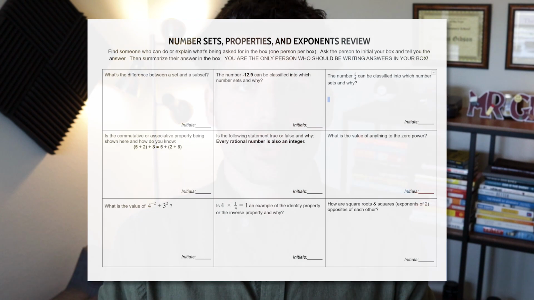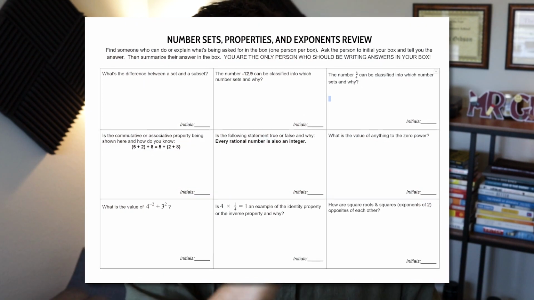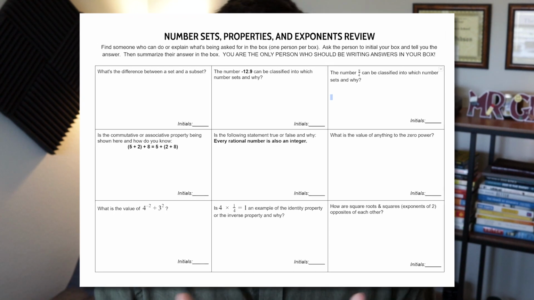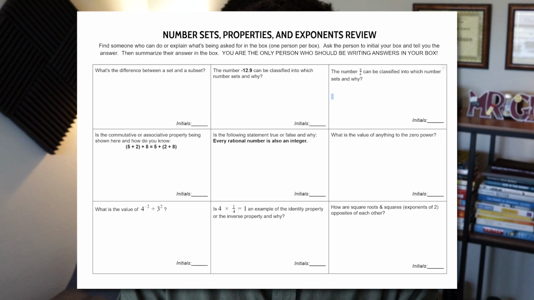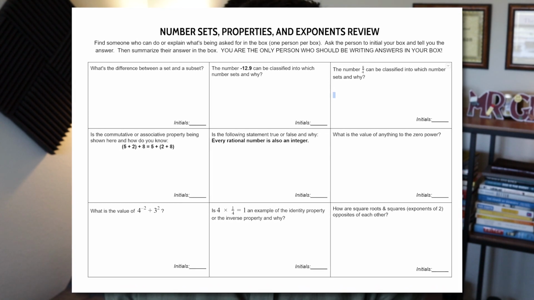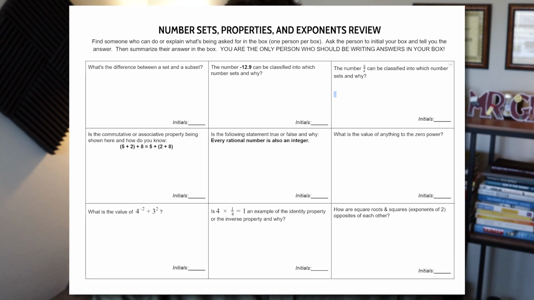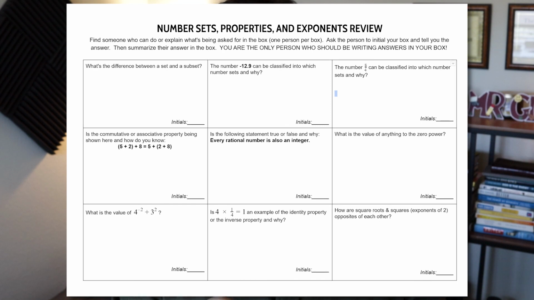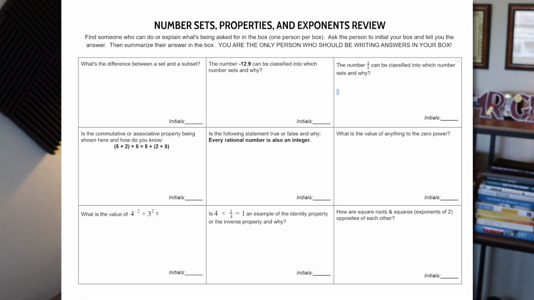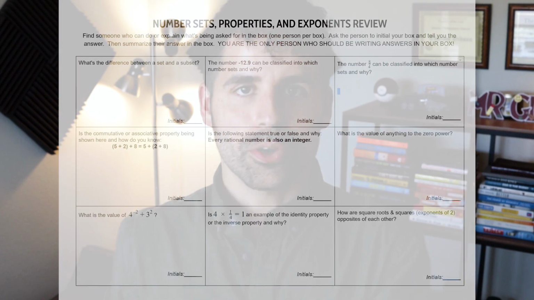The general principle is you've got a 3x3 grid, and there is a separate question in each one of the boxes. Instead of students just going through and answering all the questions they can answer on their own, they have to go to a different person for each question and have that person answer it. And in the box, they have to summarize the answer that the other person gave. After that, they write the initials of the person that they asked, and then they go to someone else.